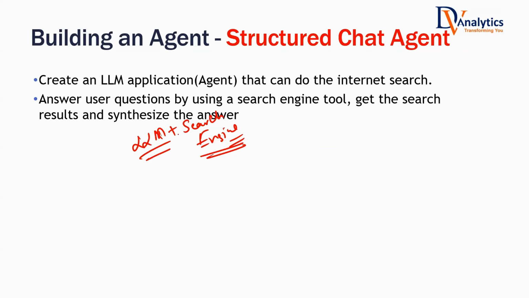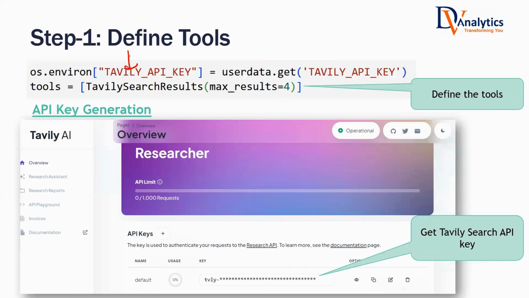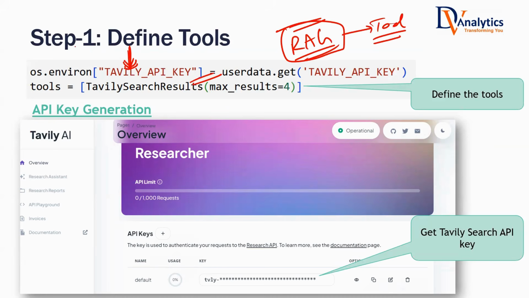Inside this, we go as per the regular steps. Step one, define the tool. You create Tavily as one of the tools for search engine. You define the tool as RAG. There is a particular code that we write that will wrap the whole RAG as a tool, and this tool will be provided to the agent. So step one, you define the tool.